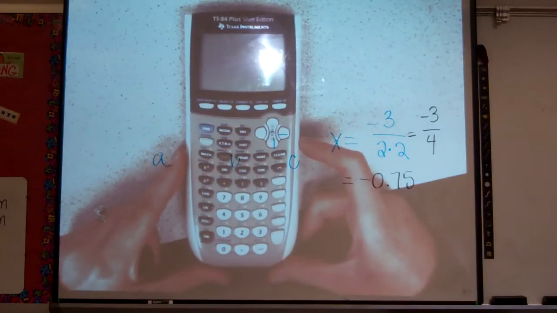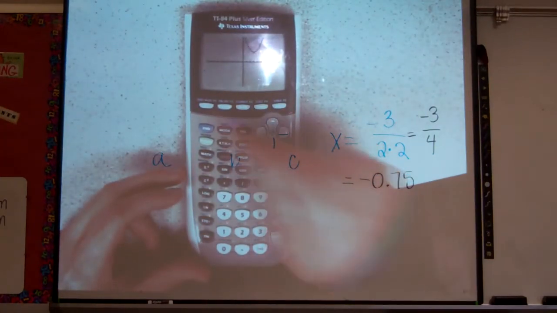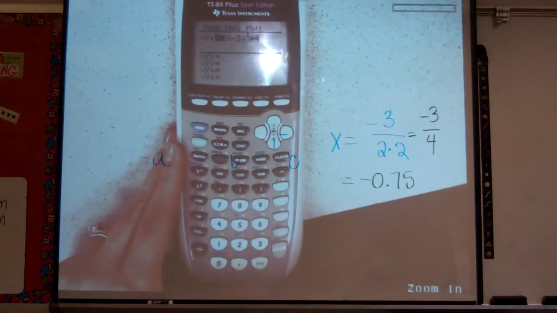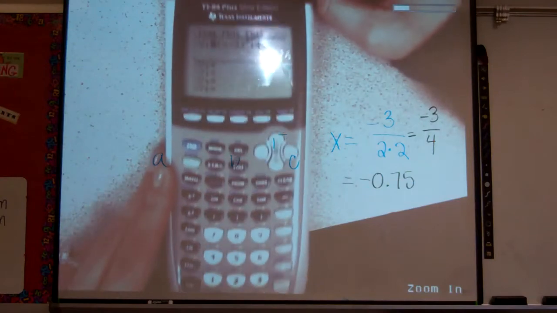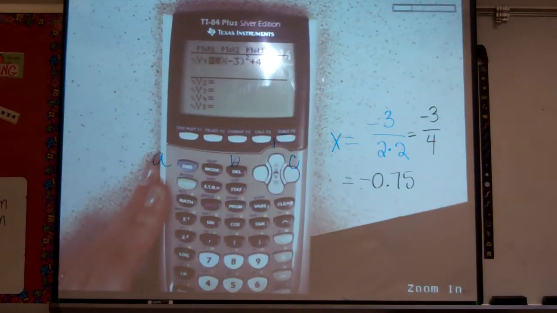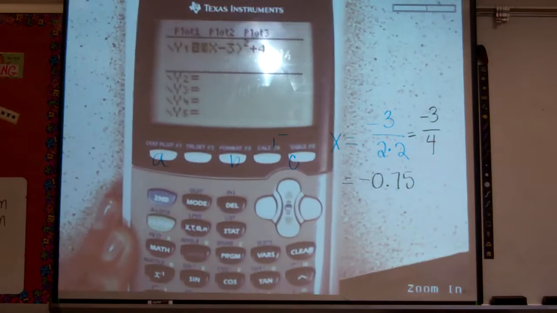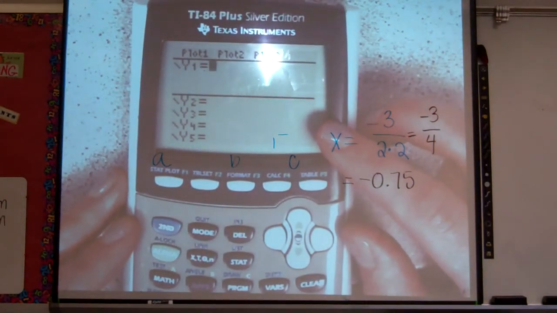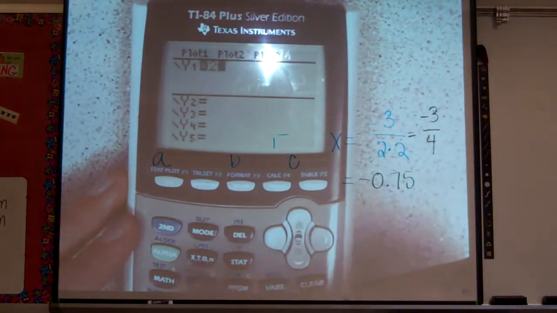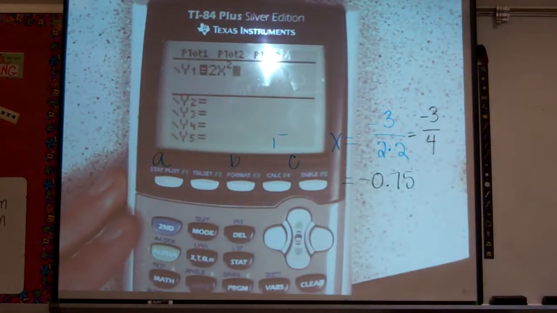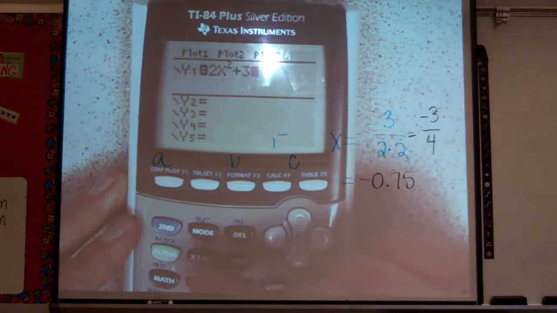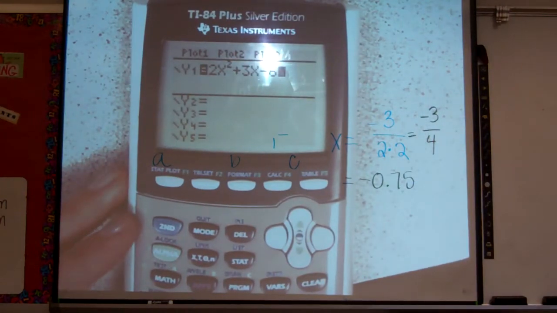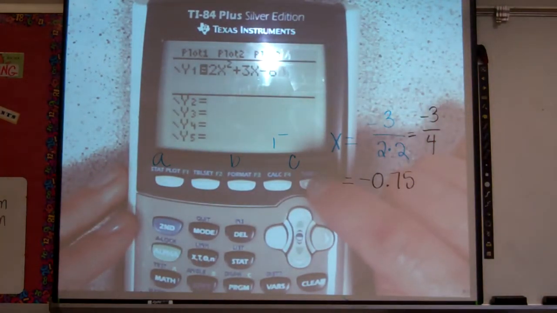In my graphing calculator, I'm going to turn it on and press the y equals and clear anything out of the y equals that's already in there. And I'm going to type the equation, which was 2x squared plus 3x minus 6. I'm going to type that in my y equals and take a look at the graph of the parabola that I should see.